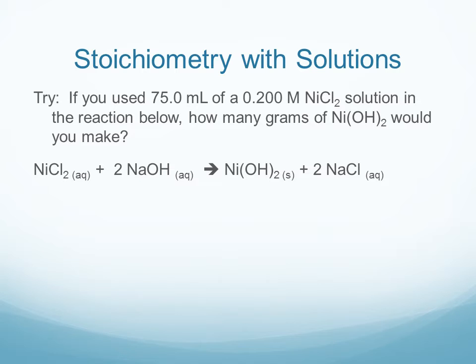So you are going to need to convert that solution of nickel chloride, the 75 milliliters of 0.2 molar. You're going to use those two numbers to find out how many moles of nickel chloride you have. And then you can use the coefficients in the reaction to convert the moles of nickel chloride to nickel hydroxide. And then you can use the formula mass of nickel hydroxide to convert it to the grams of nickel hydroxide.